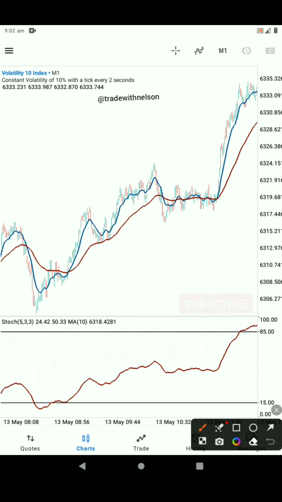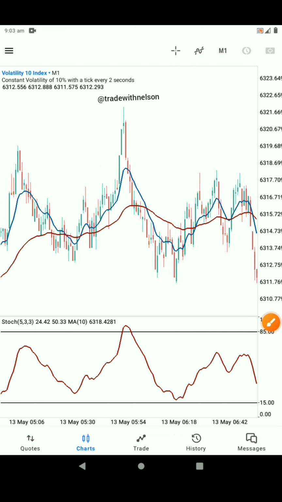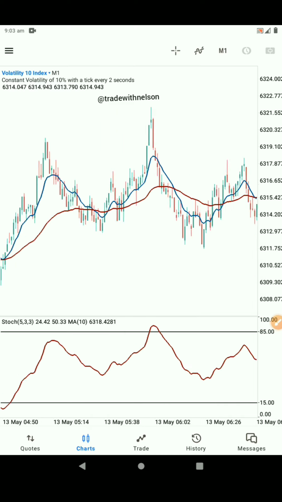If you look carefully at my chart, this is the 1 minute time frame and this is Volatility 10. I have a series of indicators. I have two moving averages on my screen. I have a stochastic oscillator, and I also have a moving average inside the stochastic oscillator. Before I explain how this strategy works, let me quickly show you the settings of my indicators.